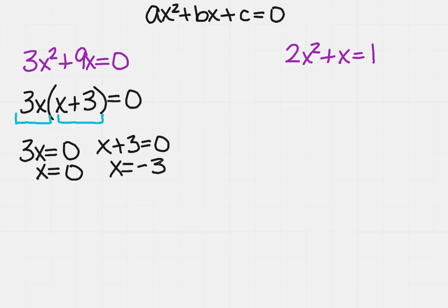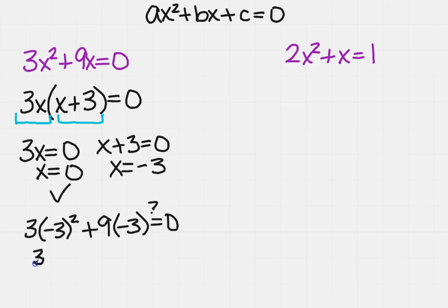So if I put 0 in for the first one, it's going to be 0 plus 0 equals 0. So that one works. Now if I do minus 3, you might actually have to do a little bit more math. So I'm going to plug in minus 3 everywhere I see an x. And now I want to know, does that equal 0? So I've got 3 times 9 minus 9 times 3. Well, that's going to give me 0. So 0 does equal 0. So this is also another solution. So in this case, they both worked.